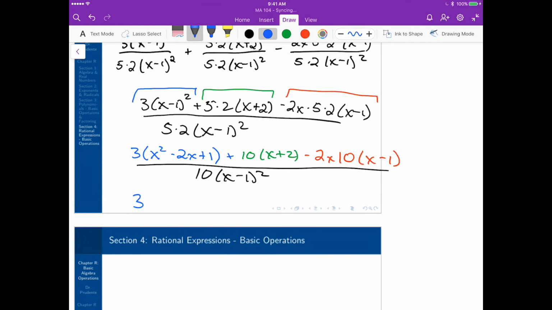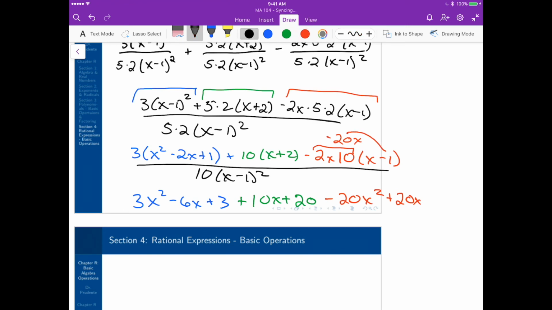So I'll distribute that 3 up top, 3x squared minus 6x plus 3. Now 10x plus 20. Here, so we don't simplify too many, this negative 2x times 10 is going to be negative 20x. So I'll get negative 20x squared plus 20x. So I'm distributing negative 20x by a negative 1, so that's a positive, all over 10x minus 1 squared.